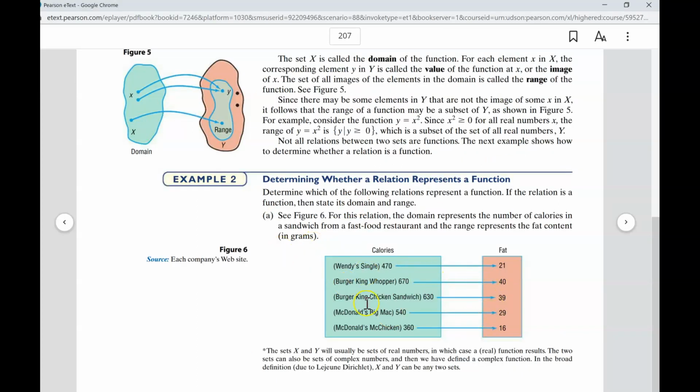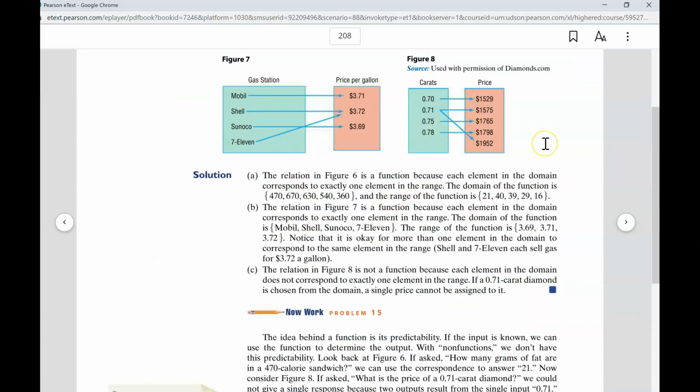Example 2, is this mapping a function, or is it just a relation? It is a function because each one of these inputs is associated with only one output, so it's perfectly predictable according to input. All right, now look at figure 7 and figure 8 and decide if they are functions or not. Go ahead and pause it and try it yourself. All right, figure 7 is a function because each of these inputs has only one output. Figure 8 is not a function because 0.71 carats in this particular set can have more than one output.